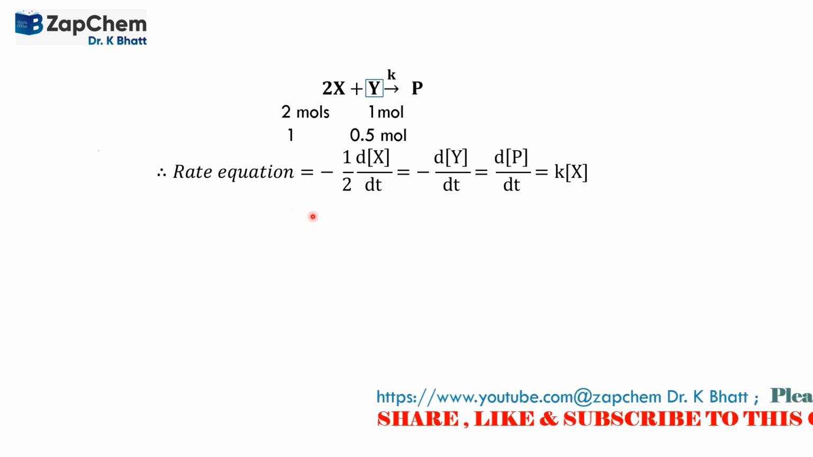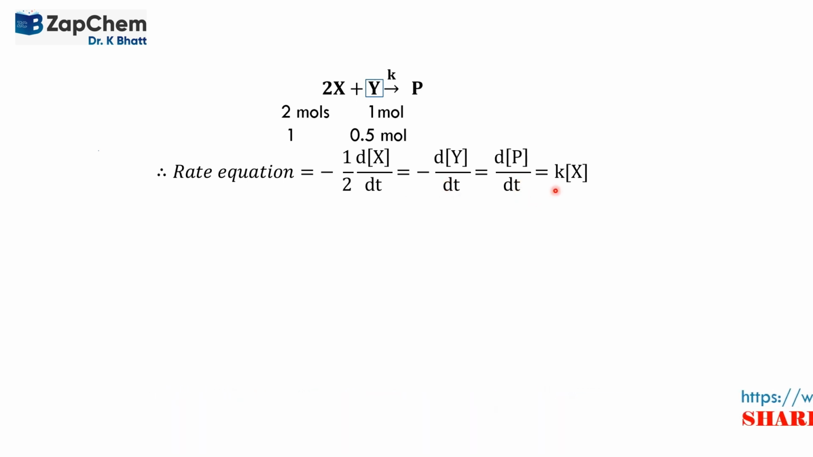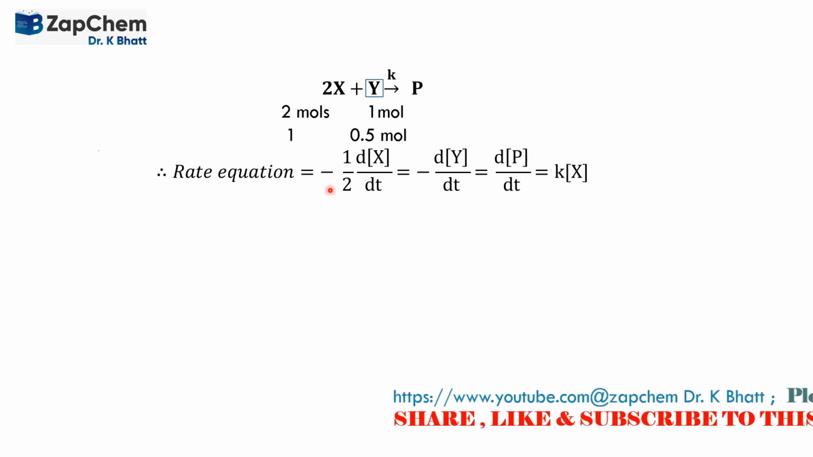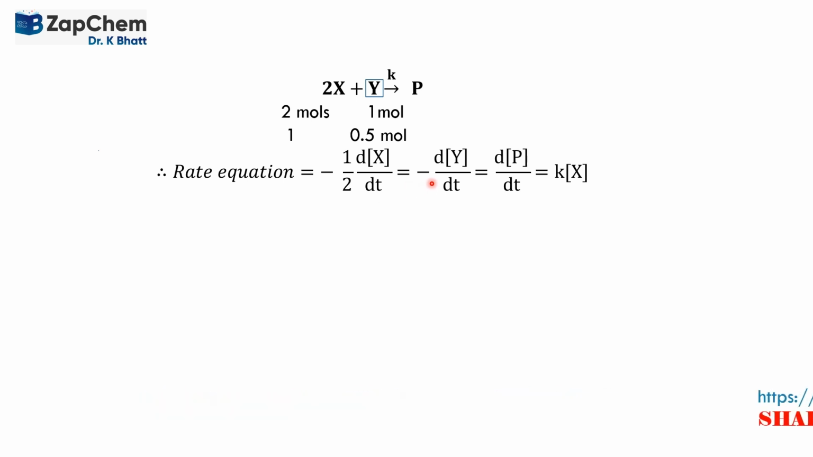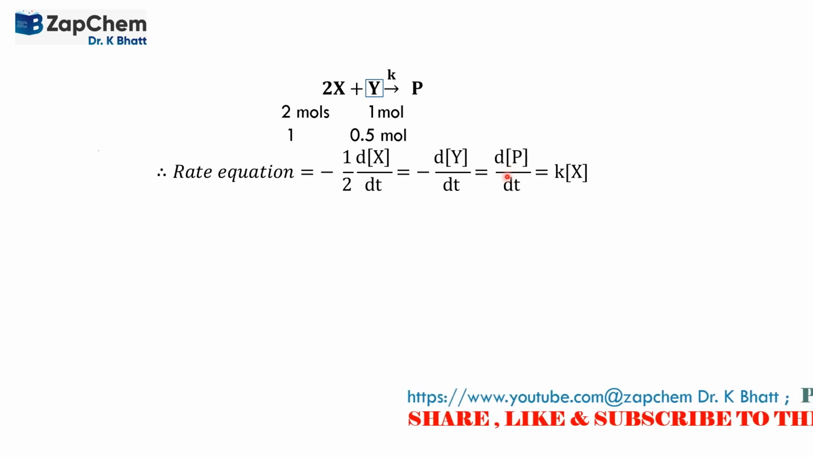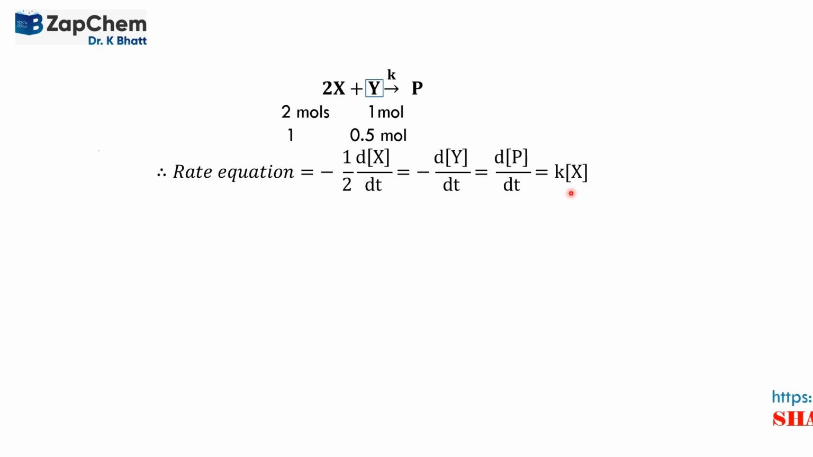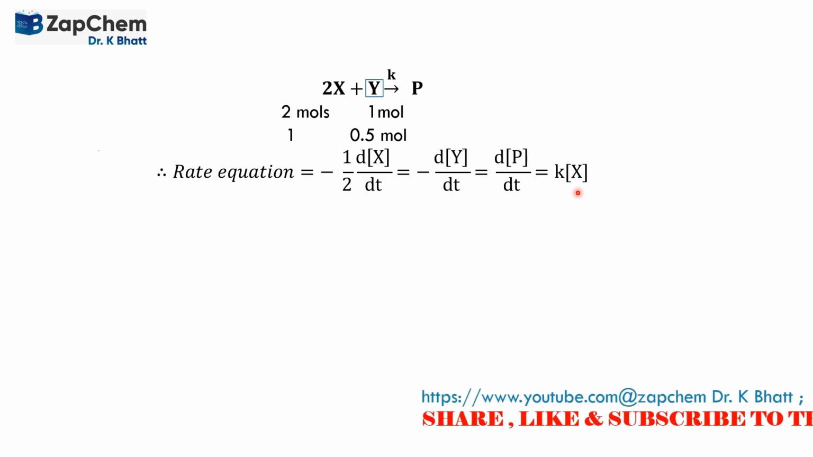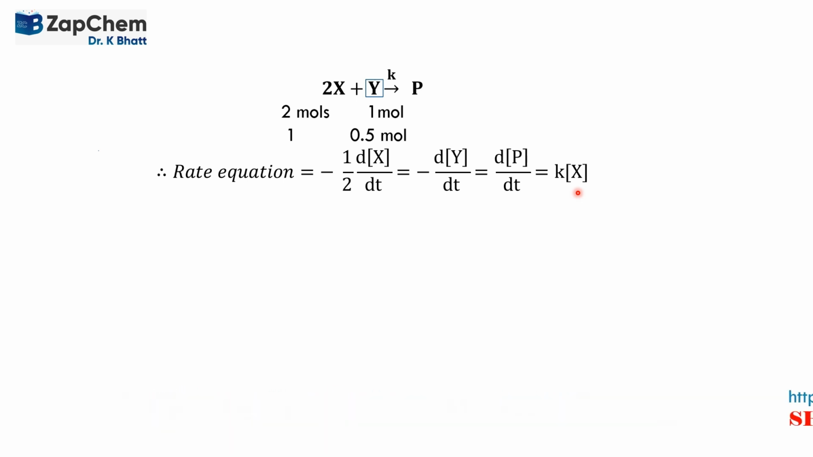Now we can write down the rate equation in terms of X, Y, and the product, and also the rate constant. The rate equation will be minus half d[X]/dt is equal to minus d[Y]/dt is equal to positive, of course, because it is a product, dP/dt, and this is equal to K[X] as given.